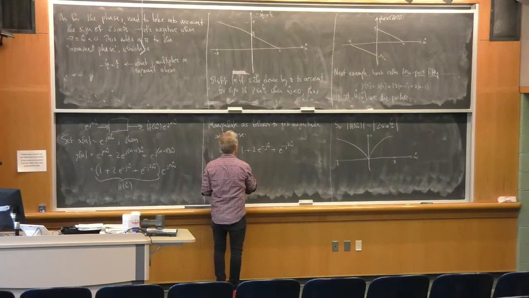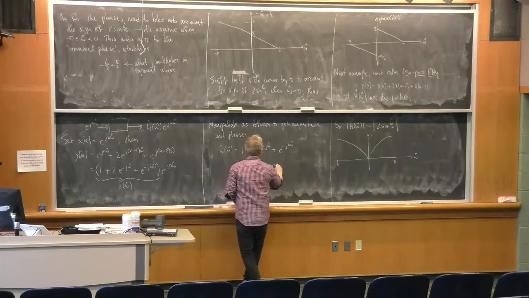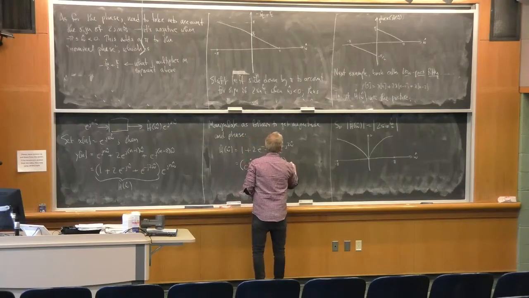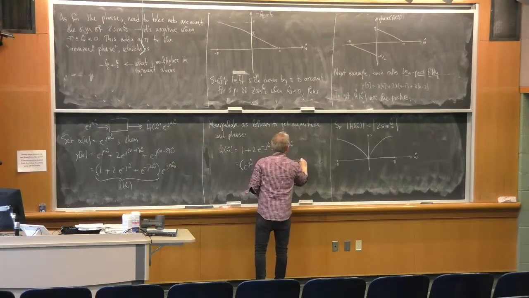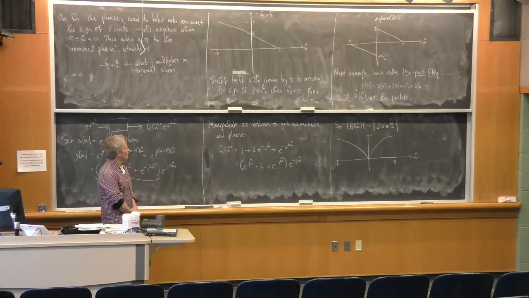I factor e to the minus j omega hat out of every term, and I get e to the j omega hat plus 2 plus e to the minus j omega hat left over. Okay? Now, what's inside the parentheses?